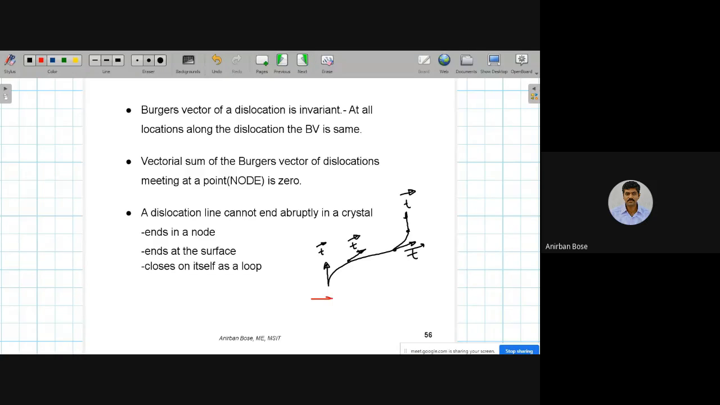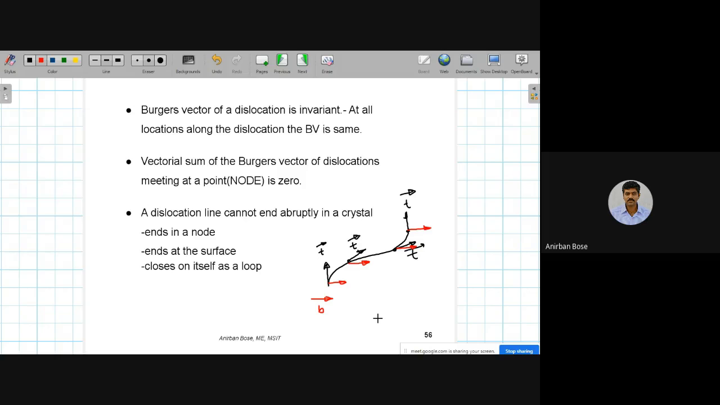The dislocation line that is created because of a certain slip, that Burger's vector is the same throughout. That means the Burger vector at this location is this. Burger's vector at this location is this. So here also the Burger's vector is this, and here the Burger's vector is this. That means throughout the dislocation line, everywhere, the Burger's vector remains the same. That is the first point. So the Burger's vector of a dislocation is invariant at all locations along the dislocation. The Burger vector is the same.